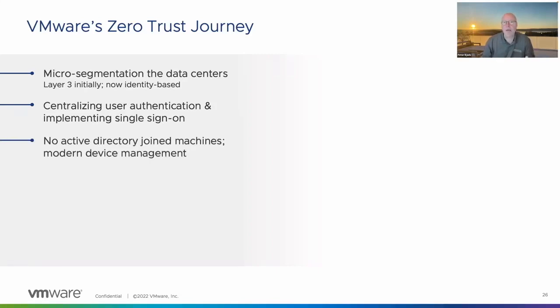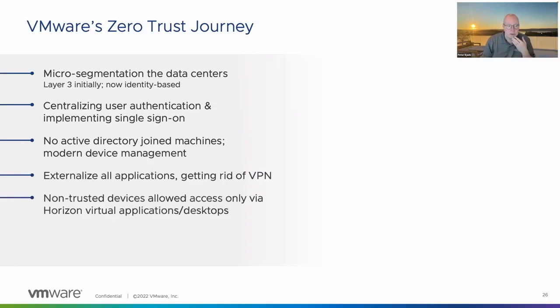We have moved away from joining any machines into Active Directory, because that will spread your trust zone too wide. All machines that are joined to the domain have implicit trust, and we cannot afford that in a Zero Trust environment. And then we externalize all applications, because it doesn't matter where you are located in order to get access or not to the applications.